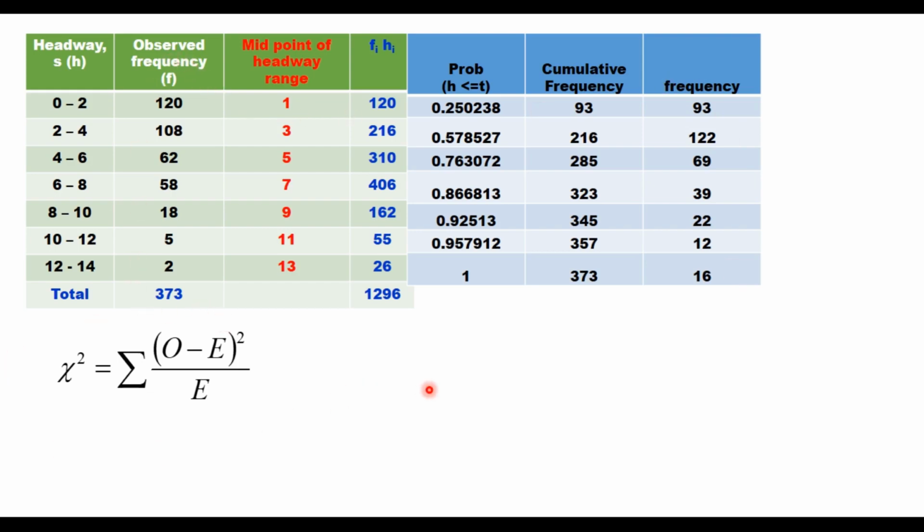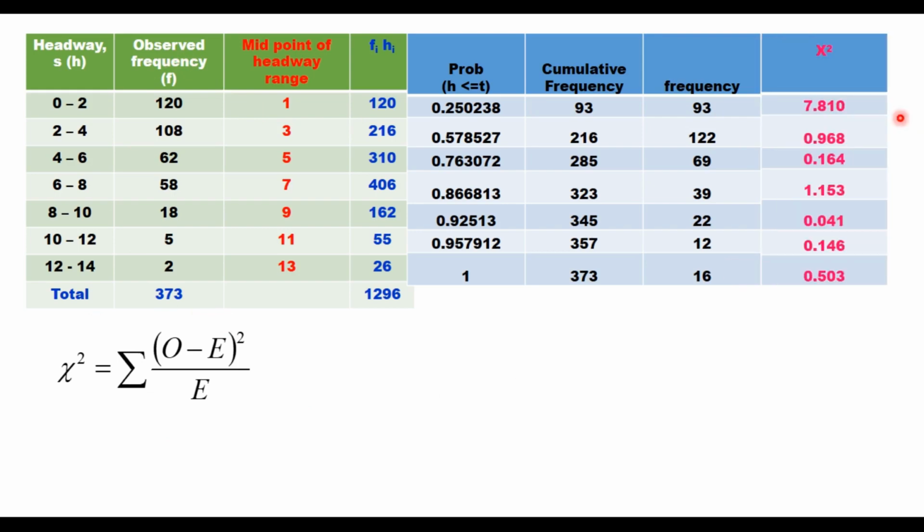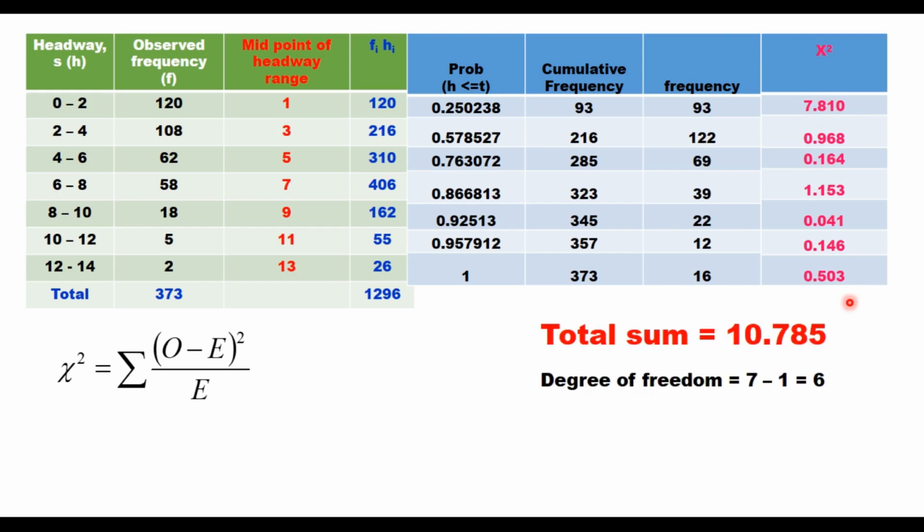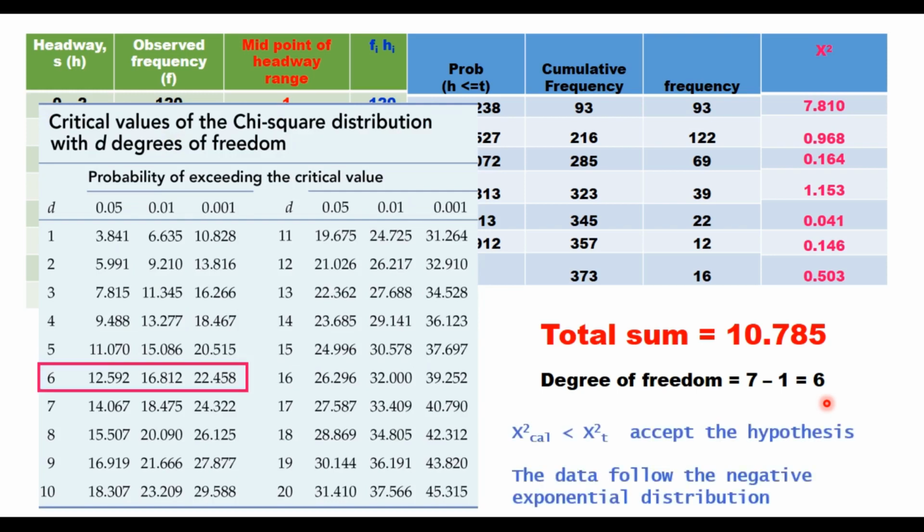Using this equation, you can calculate chi-square value, and that is the chi-square value for each row. Take sum of all these values, that is 10.785. Now degree of freedom in a frequency table is number of rows minus 1. So there are 7 rows, so degree of freedom will be 6. And if you take alpha 0.05, you enter this table for degree of freedom 6, and alpha 0.05 you have 12.592. Now this value is more than the value calculated here. Since chi-square calculated is less than chi-square tabulated, accept the null hypothesis. So accept the null hypothesis. That means the data follow the negative exponential distribution.